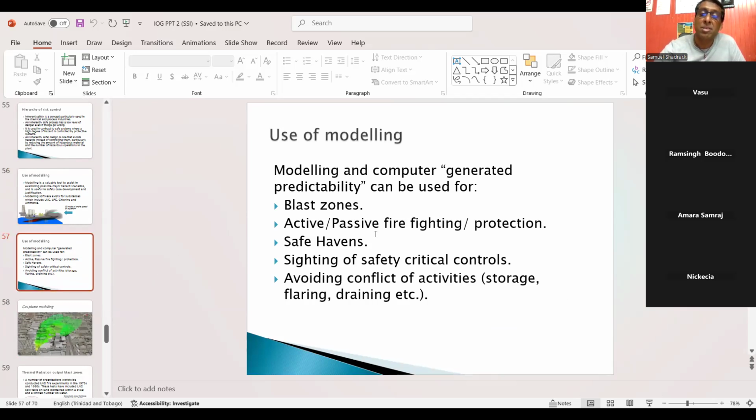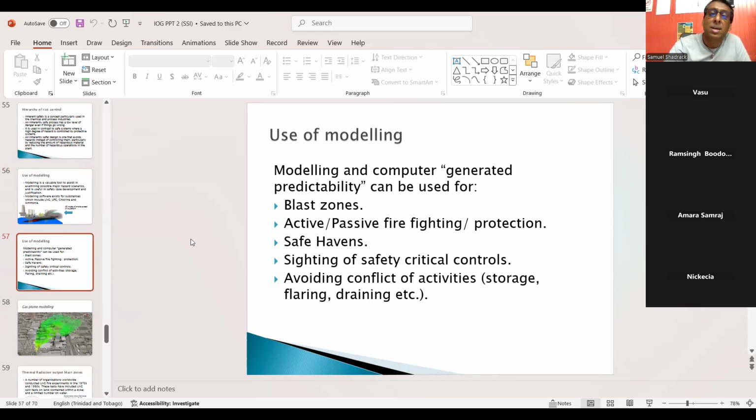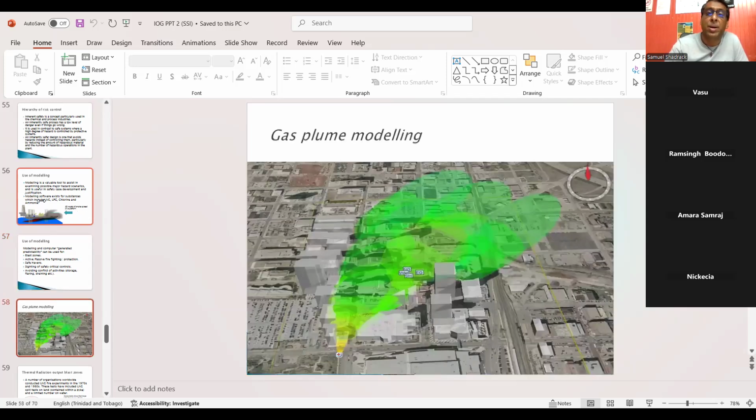Where do you put active and passive fire protection, right? Active fire protection is things like extinguishers. Passive fire protection is like coating these metals here with a fire retardant, right? So you could do that on a model calculation, see what happens, and then you could implement it in your plant. Where are the safe havens, which is a safe place to go in the event of a vapor release or some sort of fire. Citing of safety critical controls, avoid conflicting activities, storage, flaring, drainage, etc.